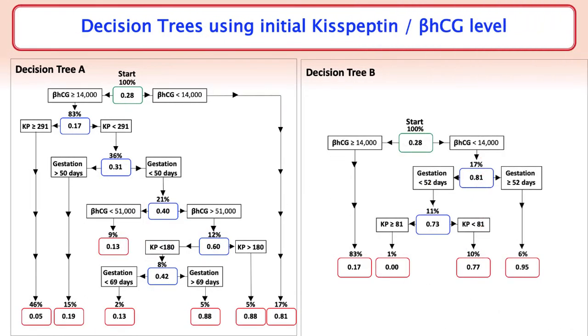We used only the sample at first presentation to produce a decision tree which shows the probability of miscarriage in the red boxes. The complex decision tree on the left had an accuracy of 87% for correct prediction, but could also be susceptible to overfitting. Thus, we also present a simpler parsimonious decision tree on the right, which still had a diagnostic accuracy of 83%.